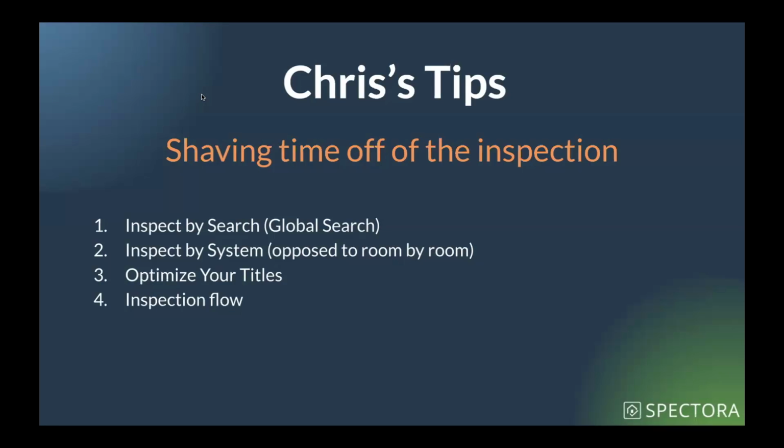So optimize your titles and make them so that you can easily break out what the item is that you're looking at. It's a door, but it's an interior door. And then what is the defect? And then boom, you're going to get that. So optimizing your titles is a very important component of the inspect by search concept that I'm talking about.